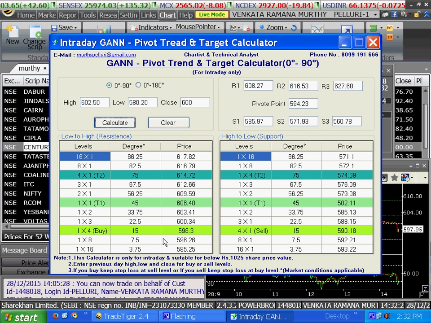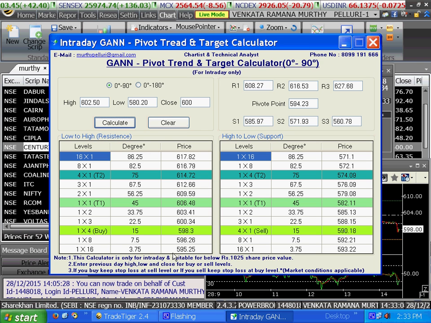So we have seen practically how the calculator has worked for us, because we have taken the 0 to 90 degrees calculator, which is especially for intraday trade only. Up to 1025 or 1300 also we can enter the prices. But if we enter a high price of about 1200 or something like that, the maximum percentage of growth or the percentage of down will be around 2 to 2.5% only. So if we enter below 1025, this is the best suited calculator.